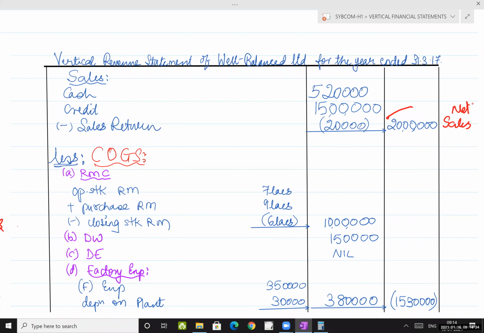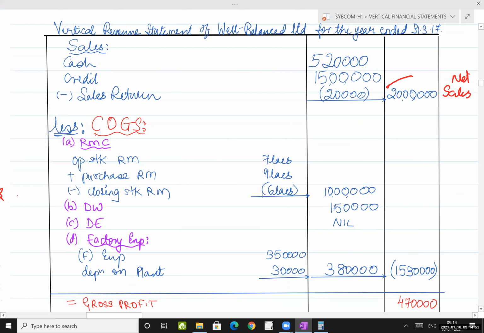So last lecture I told you COGS comprises of what? Material, labor, direct expenses, and factory overheads. It comprises of these 4 things. Okay. So let us first start with direct material or raw material consumed. ठीक है, RMC जिसको हम बोलते हैं.